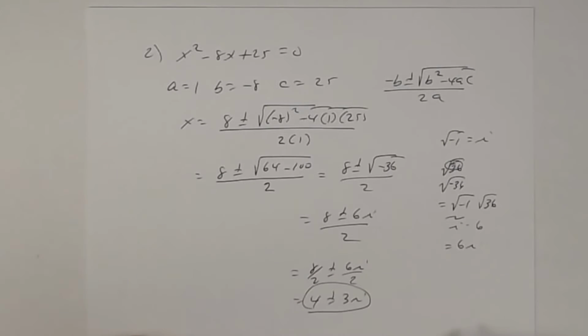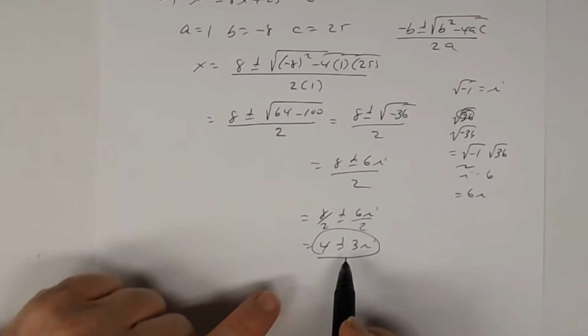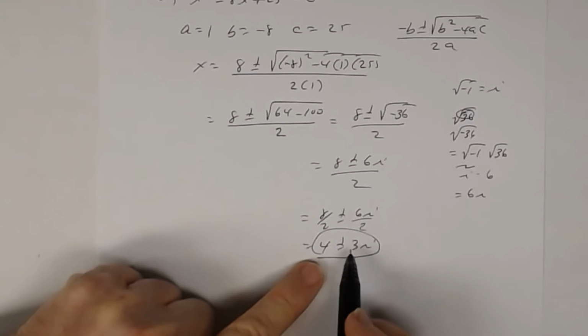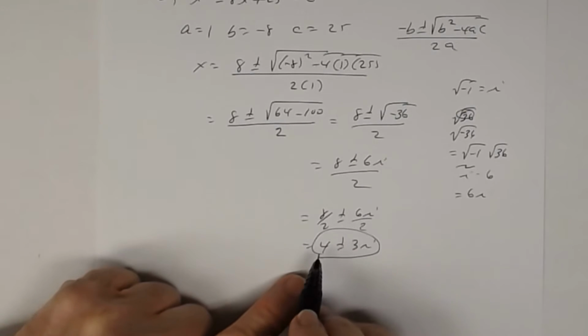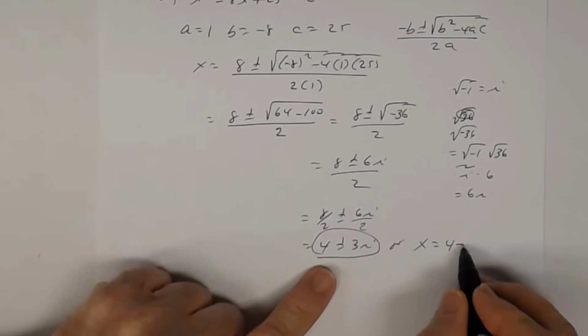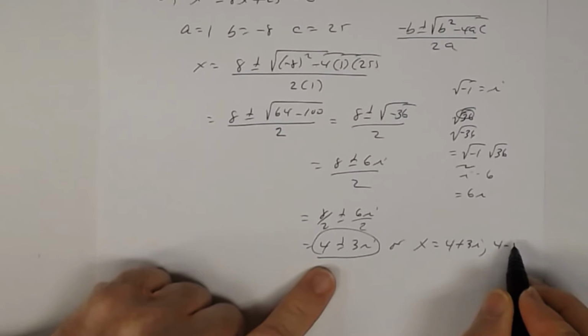So you get 4 plus and minus 3i. Now be careful, don't say this is 7i, because that's not 7i, because that's not an i here. Those are not like terms, so you must write it like this. Now you can write it separately though. You can say two separate solutions. You could say 4 plus 3i, comma, 4 minus 3i.